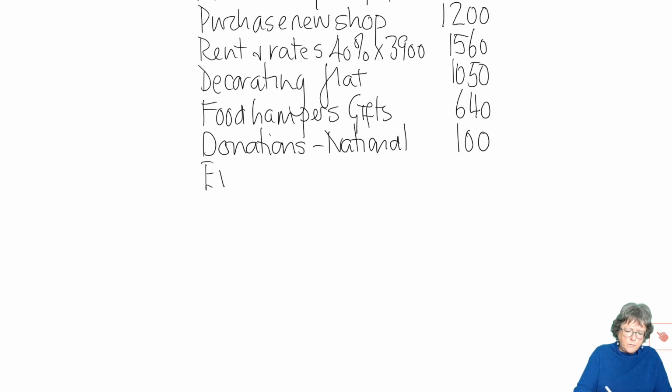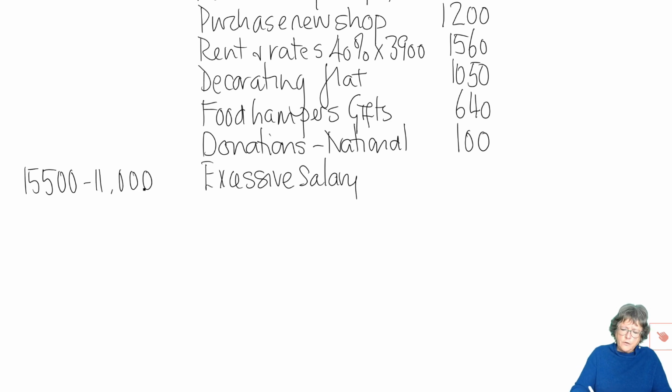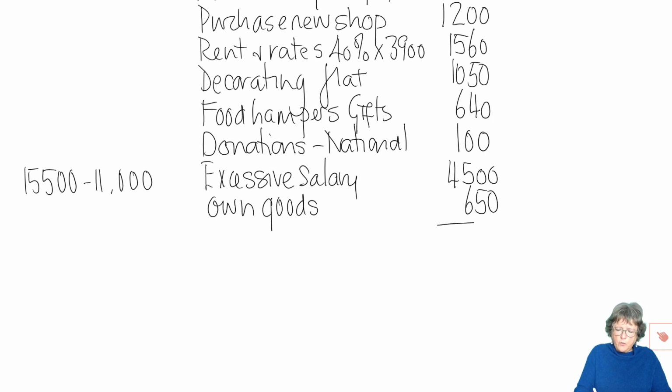Excessive salary. Do you remember that? She was earning 15,500 and the other assistant was only earning 11,000. So the £4,500, because basically he's siphoning off his profits and giving it to his wife. And then the own consumption, the goods, is 650 because he made no accounting for that. Now when you add that up, it comes to 18,860, which we need to add back to the 30,000.